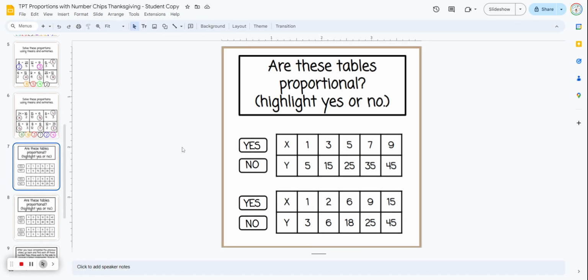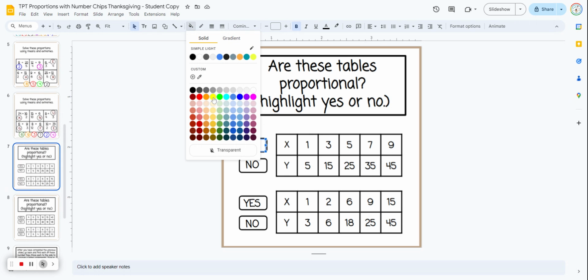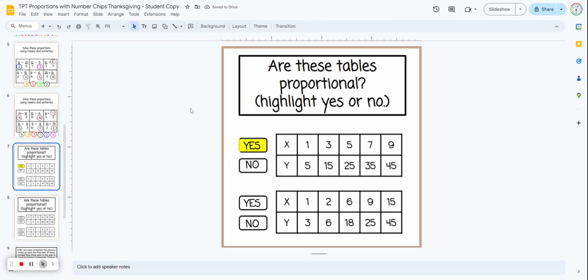When they get to slide 7, they're going to be determining whether these tables are proportional. So they're going to look at the x and the y values. So here we can see that we take our x value, we're going to multiply times 5. This works: 3 times 5, 5 times 5, 7 times 5, and 9 times 5. So on each of these, the x value is multiplied by 5. That means it's a proportional table. They're going to click on yes, and then come up here to the fill color feature, and they're going to choose any color they like to show their answer.